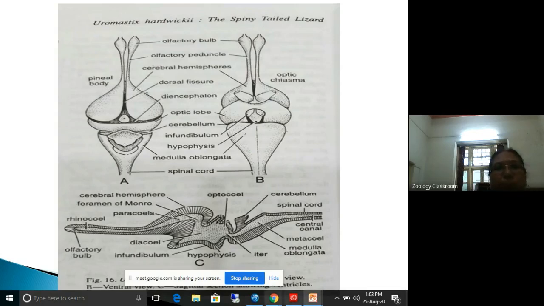Now these are the cavities. The olfactory lobe cavity is called rhinocele. The cerebral hemisphere cavity is the paracele or lateral ventricle. These unite through the foramen of Monro. Then the diencephalon cavity is called diocele. The optic lobe cavity is the optocele. The narrow canal is called iter, and it joins the medulla oblongata's cavity, called metacele. So these are the cavities of the brain.